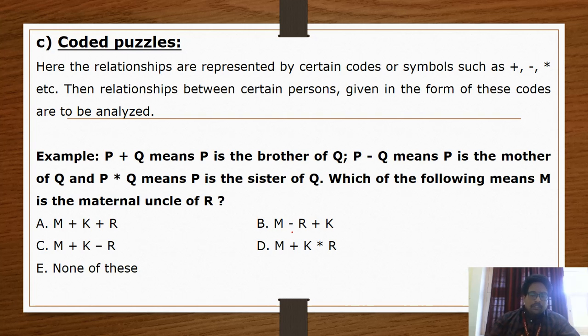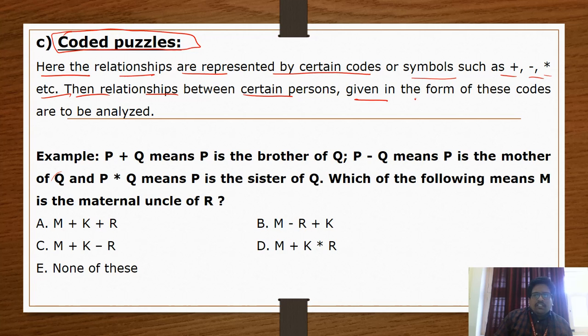Now, the last one is coded puzzle. Coded puzzle is something which is frequently asked in many exams, in competitive as well as some higher education entrance exams. Here the relationships are represented by certain codes or symbols such as plus, minus, star, etc. They can even use special symbols, it doesn't matter. Then the relationship between certain persons given in the form of these codes is to be analyzed.